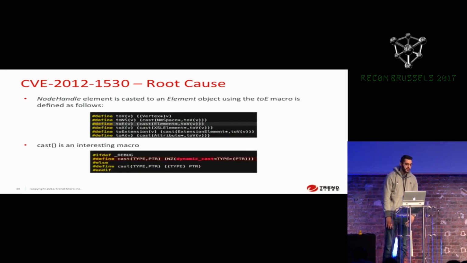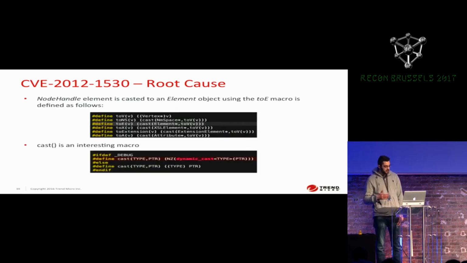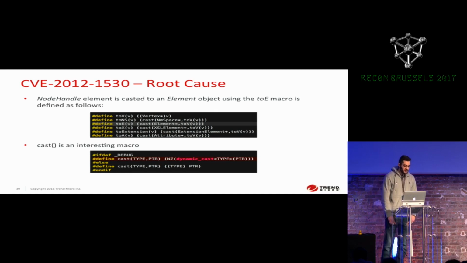So 2e is specifically interesting as it uses another macro called cast. And cast is an interesting case as basically it calls dynamic cast, but it does it in debug mode. In production, it just does the classic C style cast, and that's basically what causes the whole type confusion issue.